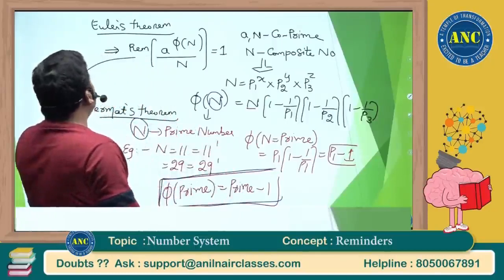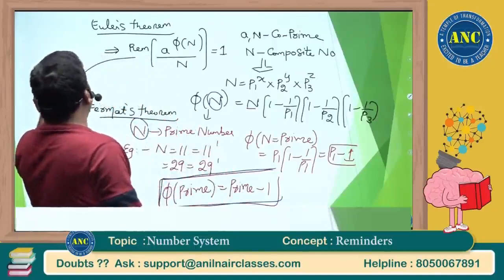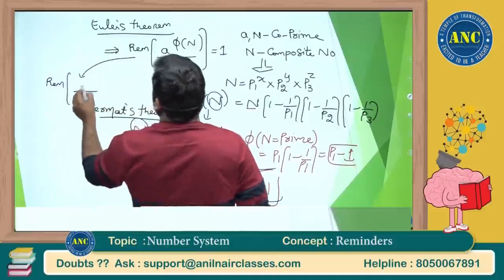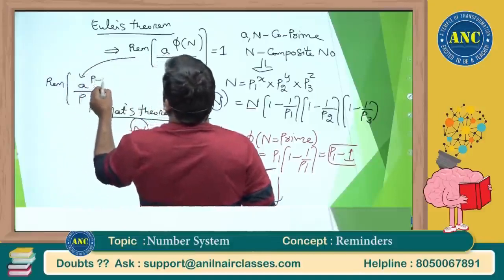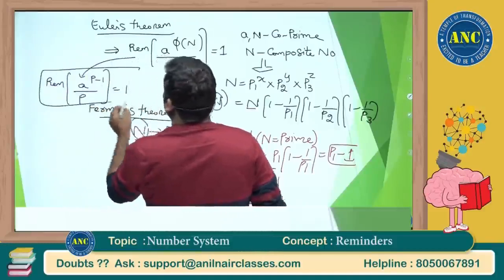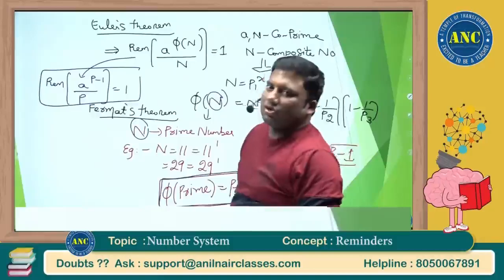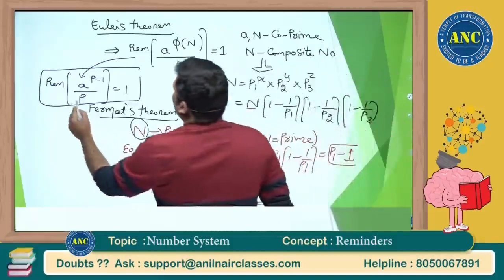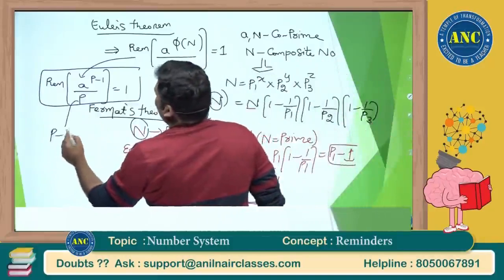So in Fermat's theorem, if n is a prime number, it will become a power p minus 1 divided by p, it is nothing but 1. A power p minus 1 when divided by p, it is nothing but 1, where p is a prime number. Very important concept.